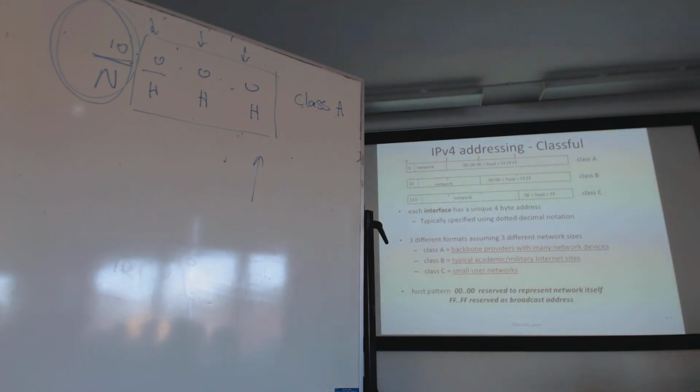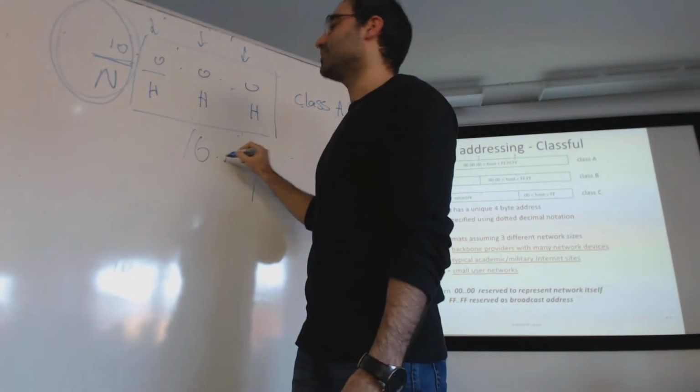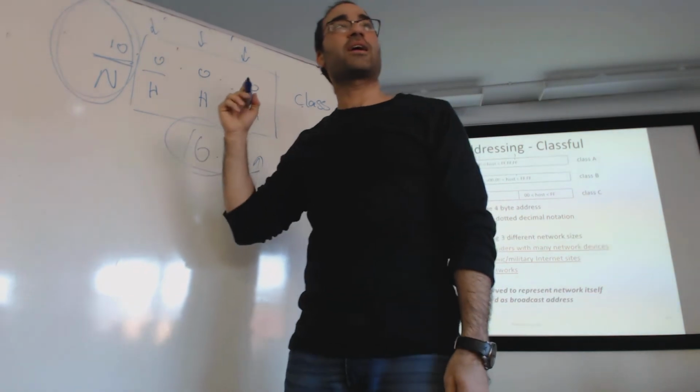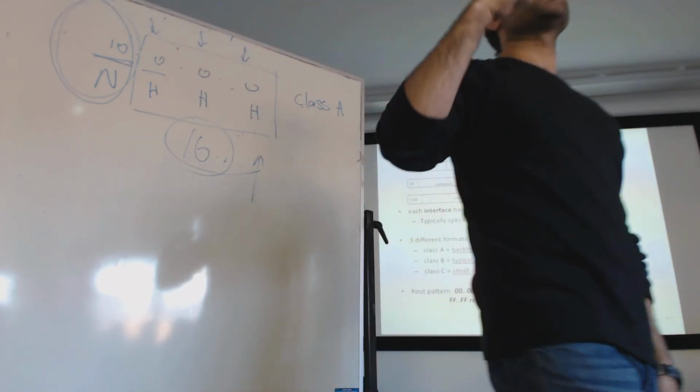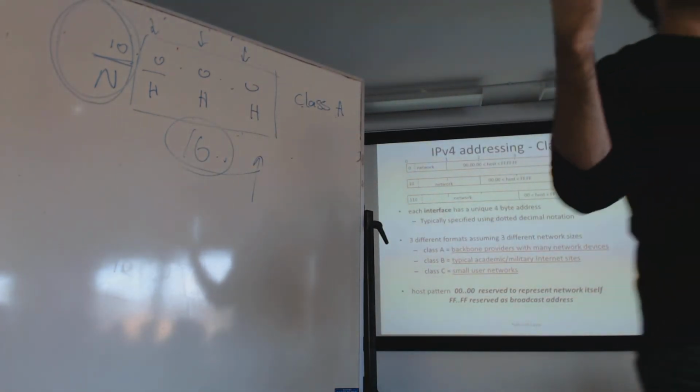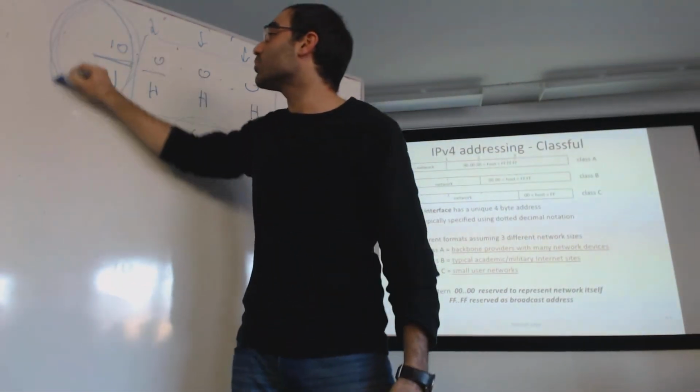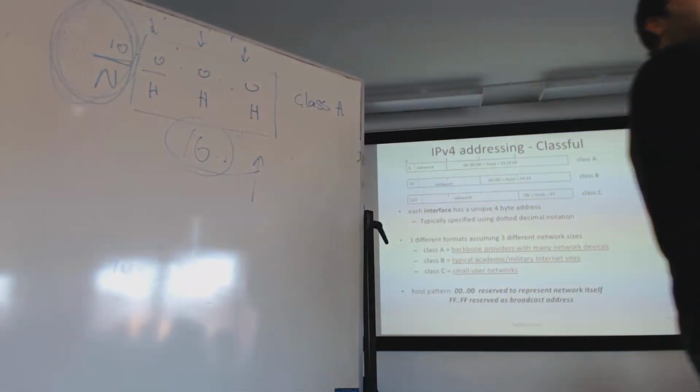So there are around 16 million host addresses. Some of them are, again, reserved, some of them are used for multicasting, and some of them are addressed for an actual host. And these are the network side of the actual IP address.